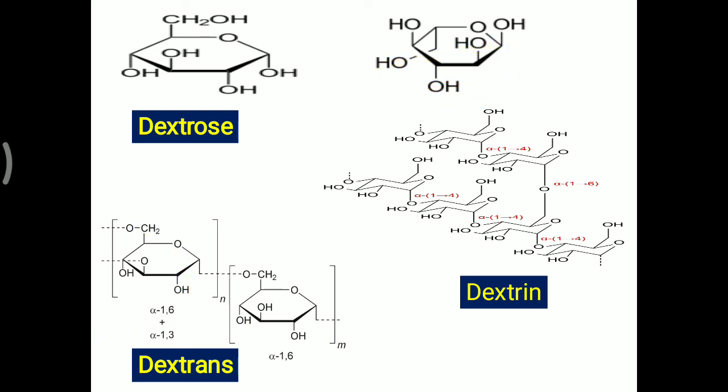That is C6H12O6, but instead of dextrose, it is L-glucose. Dextrose is D-glucose, and L-glucose has a similar type of structure, but it is not present in our blood, nor is it the main source of energy. So that's all about the difference between dextrose, dextrin, and dextran.